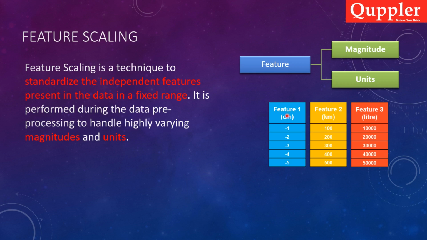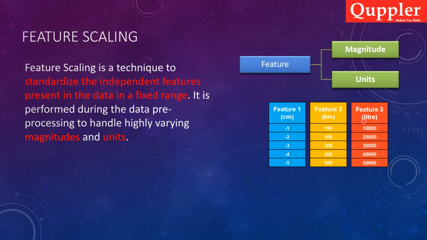Second point is we cannot compare feature 1 and feature 3, or we cannot compare feature 2 with feature 3. We can compare feature 1 and feature 2 because both can be in centimeter, millimeter, or kilometer, but feature 3 is in liter. You can compare centimeter with kilometer, but you cannot compare kilometer with liter. So you cannot justify that.